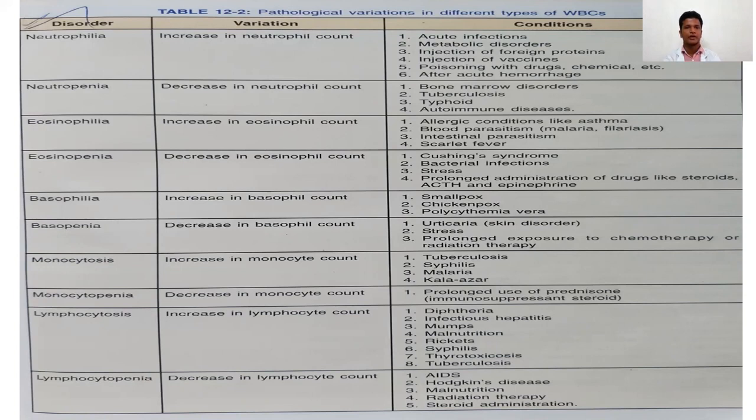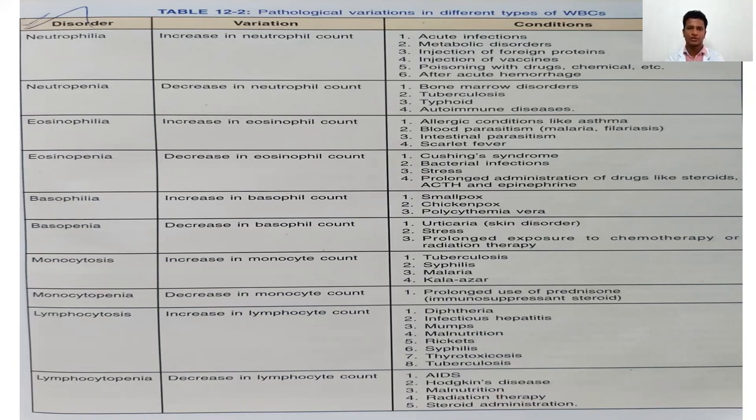Eosinophilia is the increase in eosinophil count, commonly seen in allergic conditions like asthma, blood parasitism, intestinal parasitism, and scarlet fever. Eosinopenia is a decrease in eosinophil count, seen in Cushing syndrome, bacterial infection, stress, and prolonged administration of drugs like steroids. Basophilia is the increase in basophil count, seen in smallpox, chickenpox, and polycythemia vera. Basopenia is a decrease in basophil count, seen in urticaria, stress, and prolonged exposure to chemotherapy or radiation therapy.